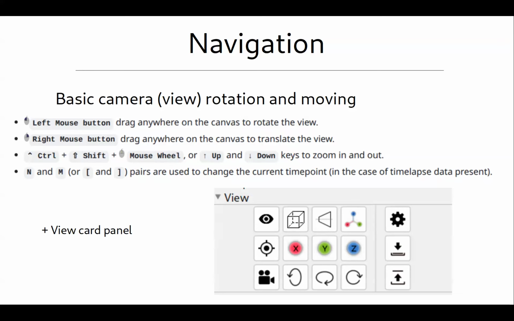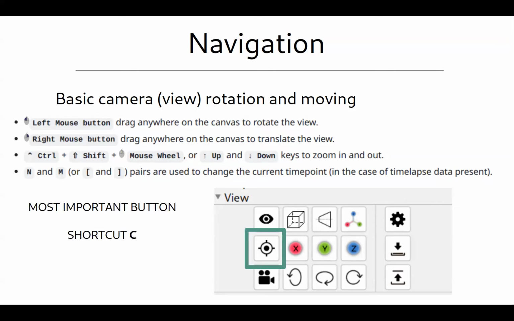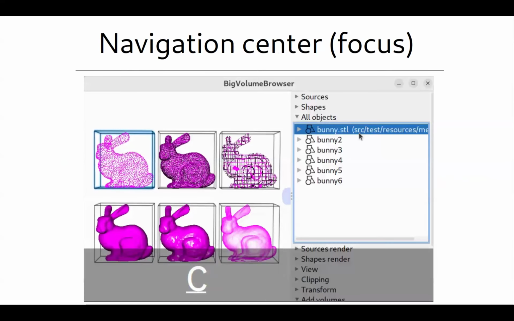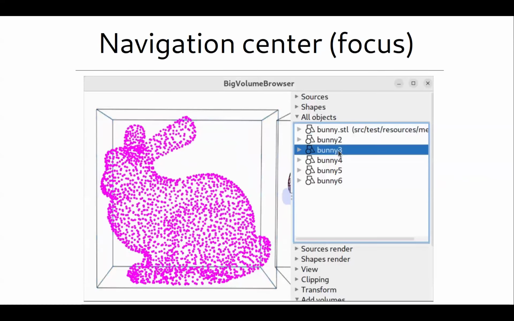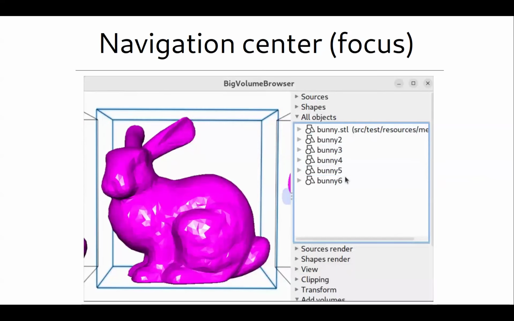In addition, there is this view card panel, which helps you navigate how you look at things. Mostly this is about the camera orientation around your scene. And the most important and my most favorite button here is this one. It's the center button. Whenever you're on the canvas, just press C. If you're lost, press C. I cannot overemphasize how nice this button is. So what will happen if you press C? Basically, if you have some selected objects, it will focus on it and put it in the center of your view and navigation.